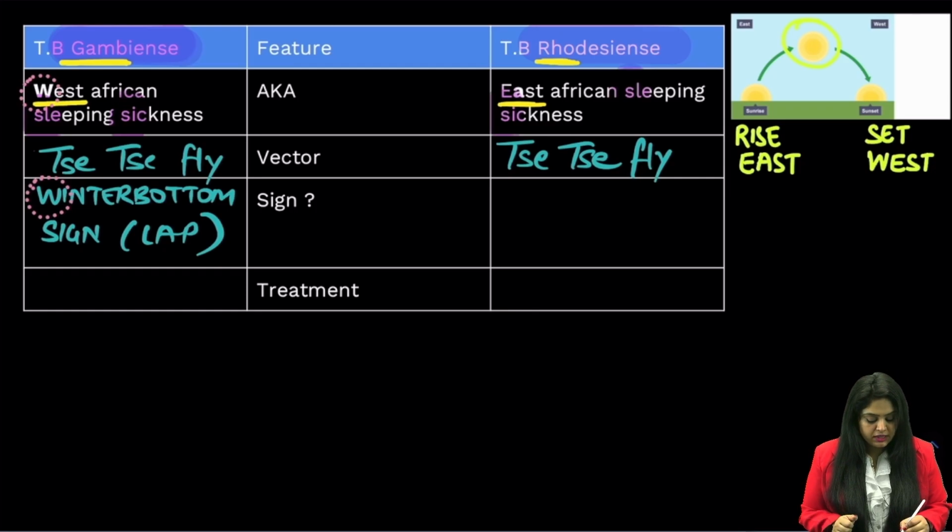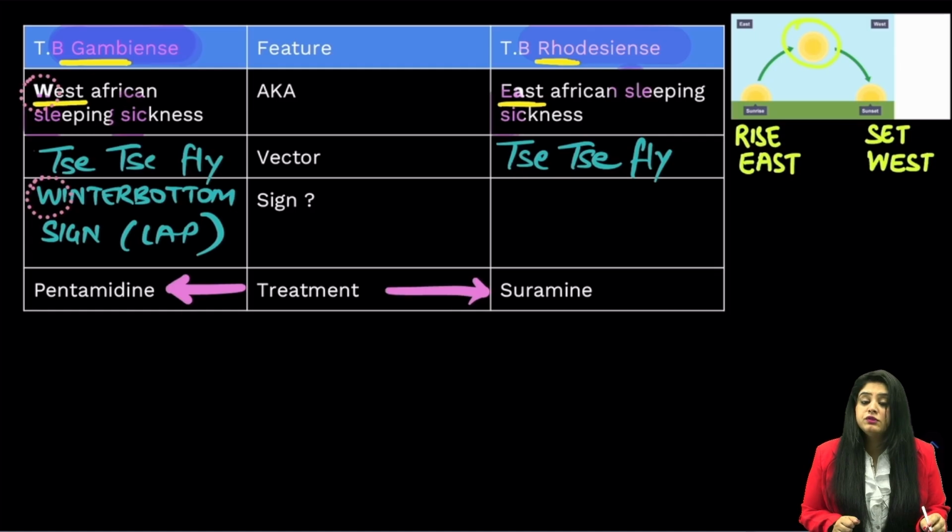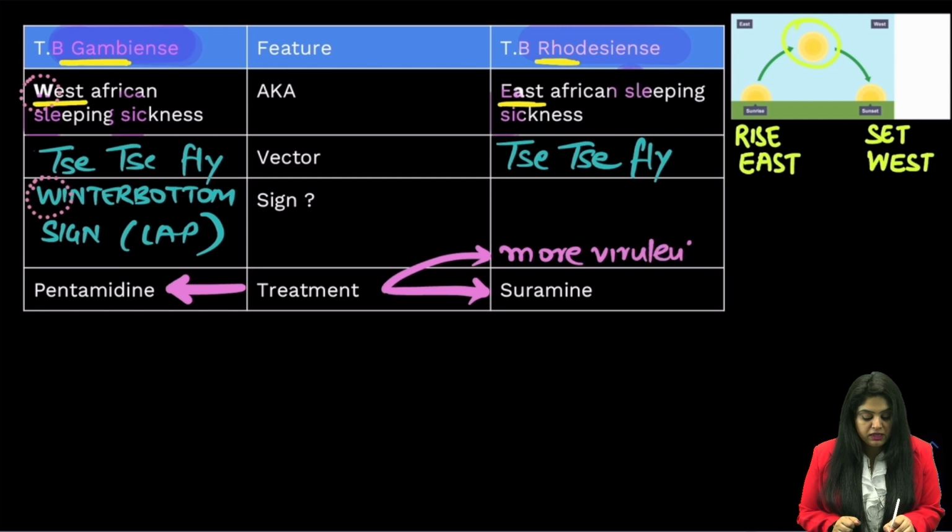Lastly, how do you treat? So firstly, there are two drugs that we have. That is, we have the presence of pentamidine and suramin. So for West African, we use pentamidine, but for East African, we have to use suramin. Why? Because East African sleeping sickness is more virulent. So you need a stronger drug.